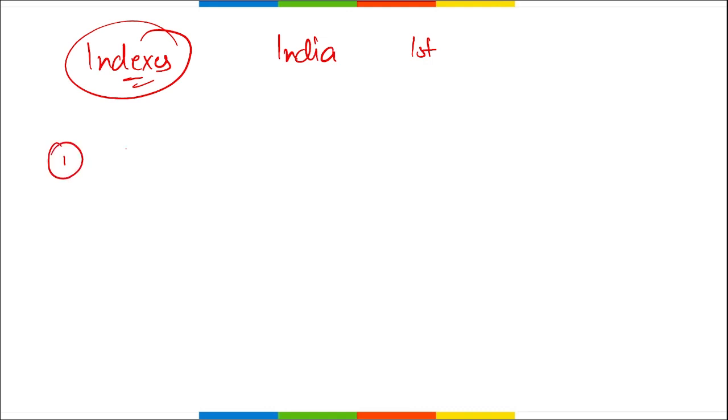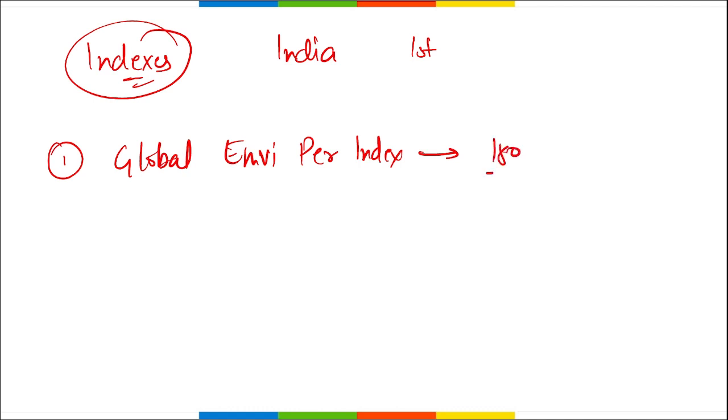So first we are talking about the Global Environment Performance Index. What was the rank of India here? It was 180th. Here, in the Environment Performance Index, the first position was of Denmark. We can say that Denmark is the world's most sustainable country. And the bottom rank was of India, that was 180th. This was released by Yale and Columbia University researchers.